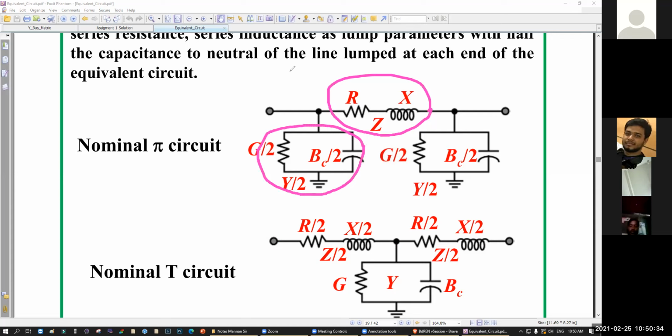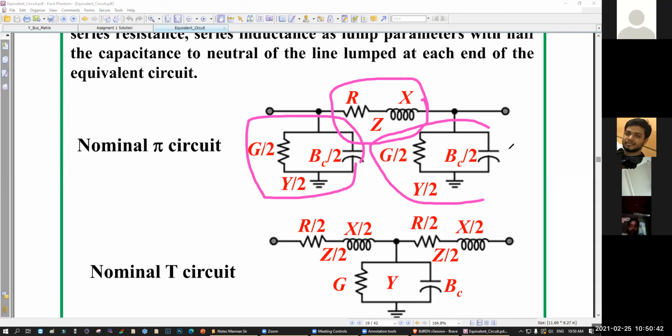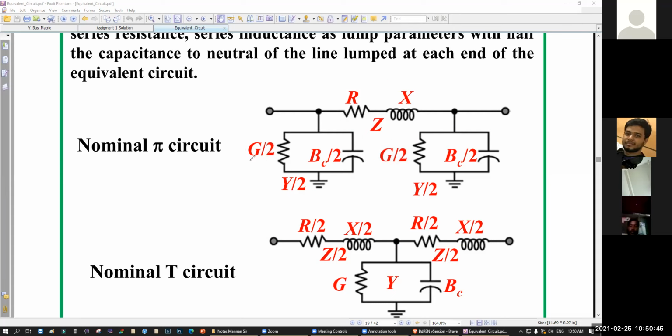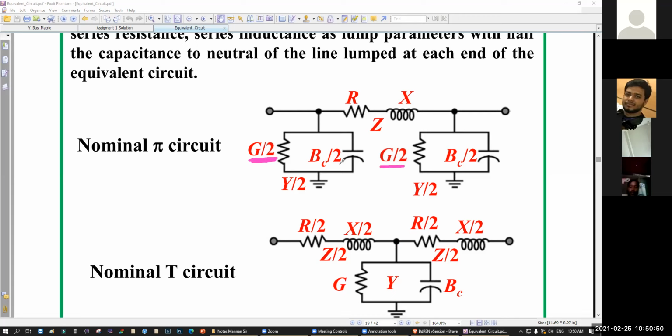Got my point? This part is impedance. This part is admittance. That's why the symbol is different. This one is G by 2, not R. This one is B by 2, susceptance, not X. X is reactance. The opposite of reactance is susceptance, that is B. R is resistance. The opposite of resistance is G. G is the conductance. And as a whole, they become admittance, Y. So remember, that is shunt admittance.